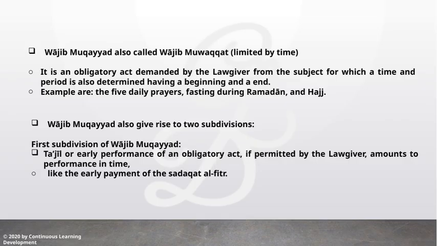Now, it's important to understand that wajib muqayyad has its subdivisions. The first one is called tajil, which means performing an obligatory act early, but only if the lawgiver permits it. For example, paying sadakat al-fitr early is considered tajil. It's a way of performing the act ahead of its designated time, but only within the bounds allowed by Islamic law. So, in essence, wajib muqayyad helps us understand the importance of timing in our obligations, ensuring we fulfill them within the prescribed periods, but also allowing some flexibility when permitted.